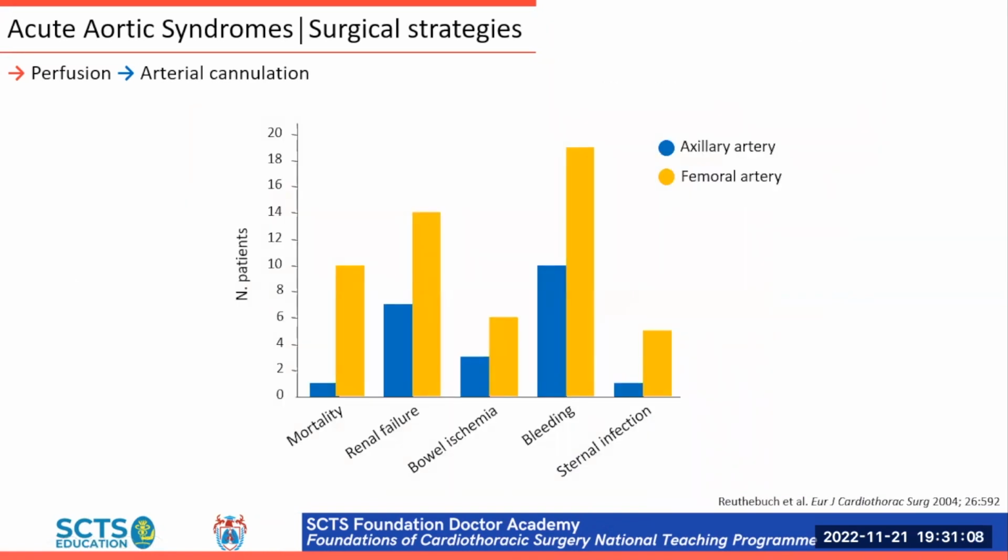What is the difference? All the time you do an antegrade arterial perfusion, in this case axillary, versus femoral artery, you see the big difference in terms of mortality, renal failure, bowel ischemia, bleeding, and infection. So there is no doubt that the axillary artery or the innominate artery perfusion provides bigger benefit than the femoral perfusion strategy.